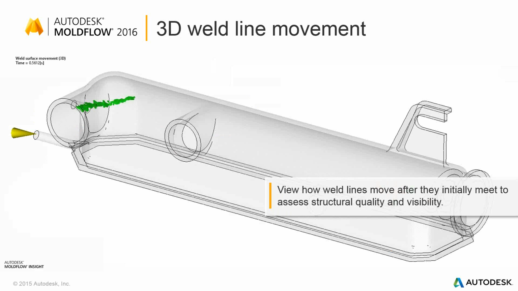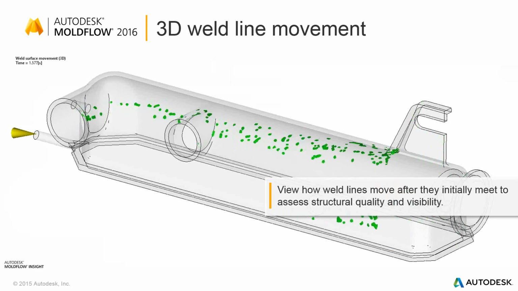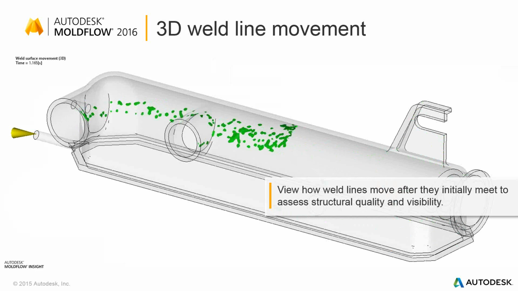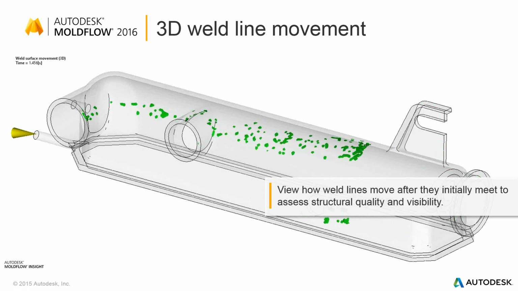Another very useful result you're going to find is the ability to calculate the 3D weld lines. So we have 2 results that we generated in 3D. It's basically the position of weld lines at forming, but once the weld line is created, we also follow where these weld lines are moving towards.